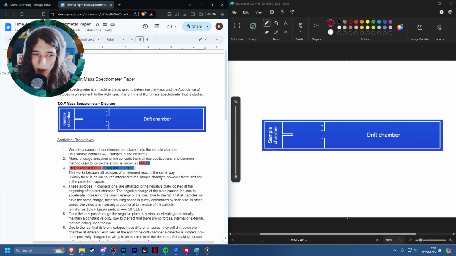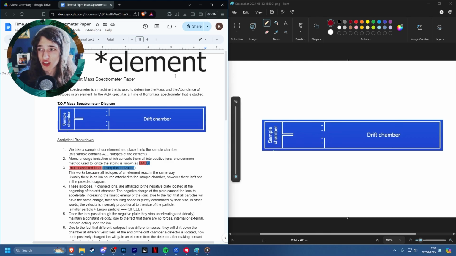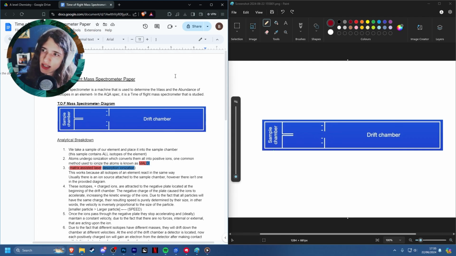It helps me explain. So essentially, the mass spectrometer is a machine that we use to determine the mass and the abundance of isotopes in an element. And in the AQA spec, we use a time of flight mass spectrometer. So essentially, an isotope is an atom where there are multiple different types of the same atom that all have different numbers of neutrons. So we are calculating the mass of these isotopes and the abundance of them.